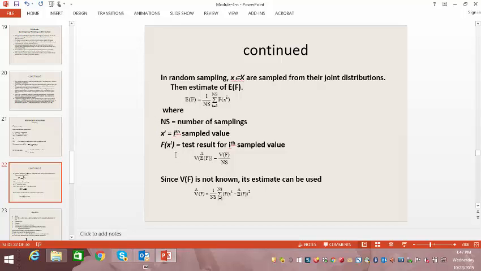And the variance of the test result can be given by this: the variance of the function divided by the sample size. So this is the variance of the estimator, of the estimate of E(f). Now we do not know the variance of f. Therefore, instead of using the variance of f, we estimate it by this equation and then use that value over here.